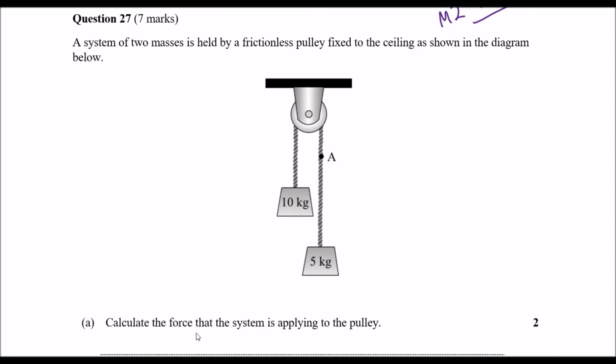So question A says, calculate the force that the system is applying on the pulley. So the first thing, let's do a couple of force diagrams for each one, and we'll work out where the total force is. So the total force is the force from our 10 kg mass plus the force from our 5 kg mass. As you can see, the contributing factor that this pulley experiences is these two strings pulling down. The reason why they're pulling down is because of these two masses here.